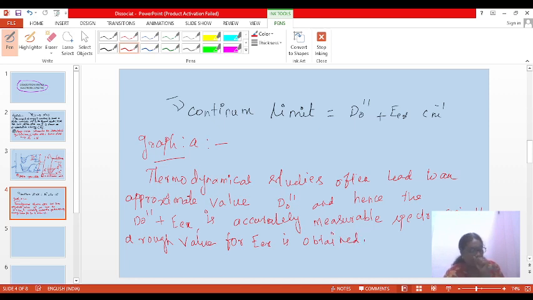Okay, this is the first point, the thermodynamical studies. This is the first point of this graph. What kind of information will we get? We are focusing on the thermodynamical studies, which often lead to an approximate value of T0. So in this equation, accurately measurable from spectroscopy, we will get the rough value of E excitation.